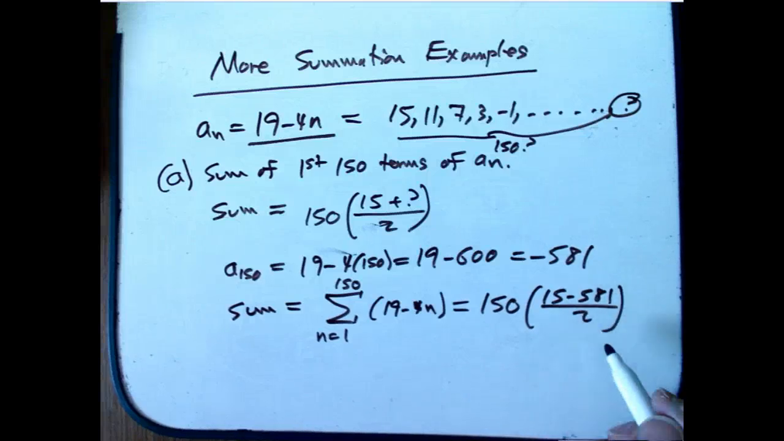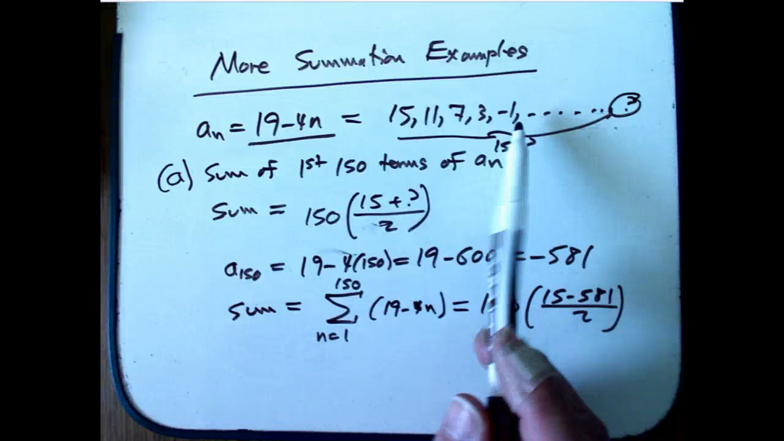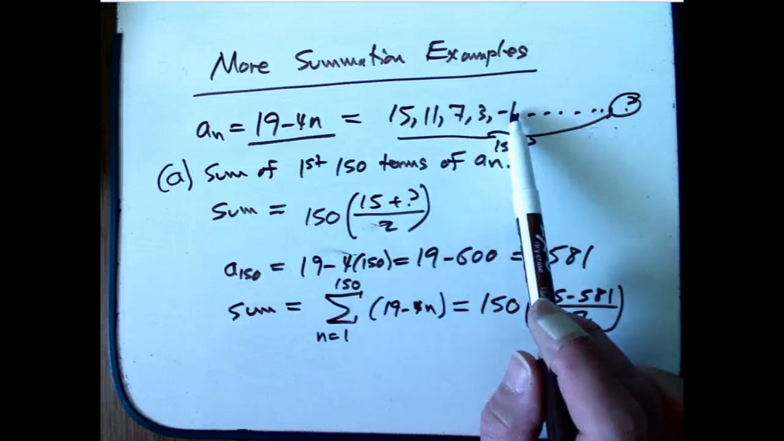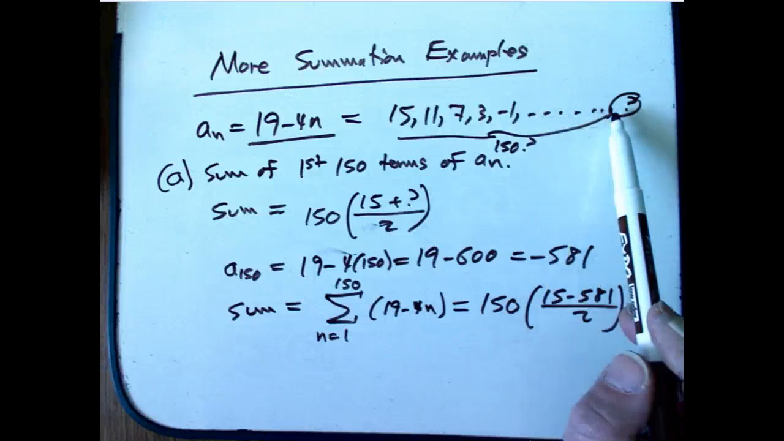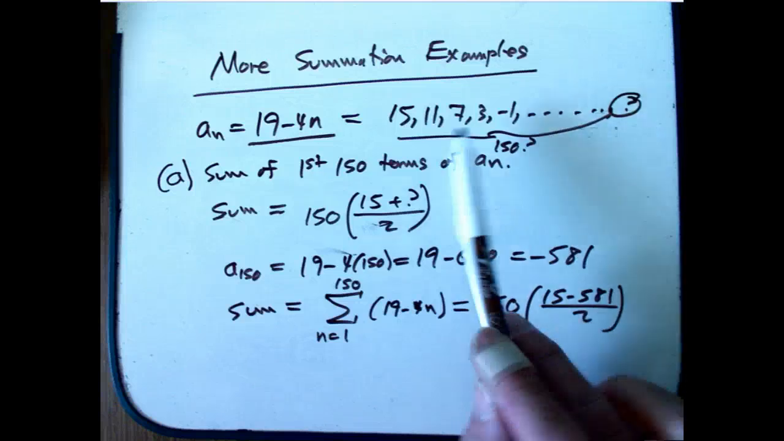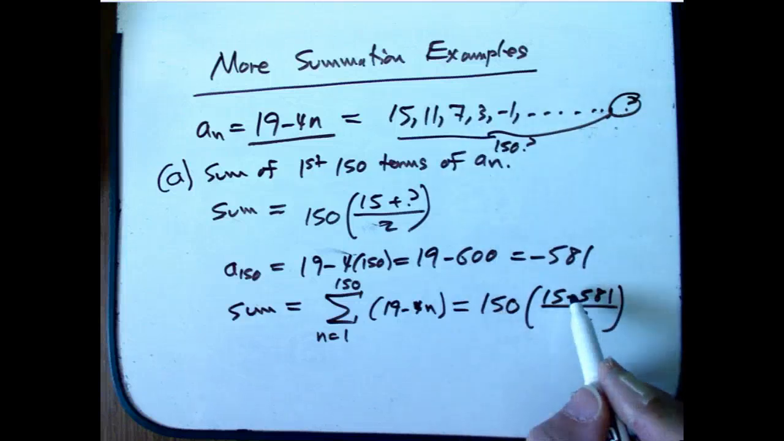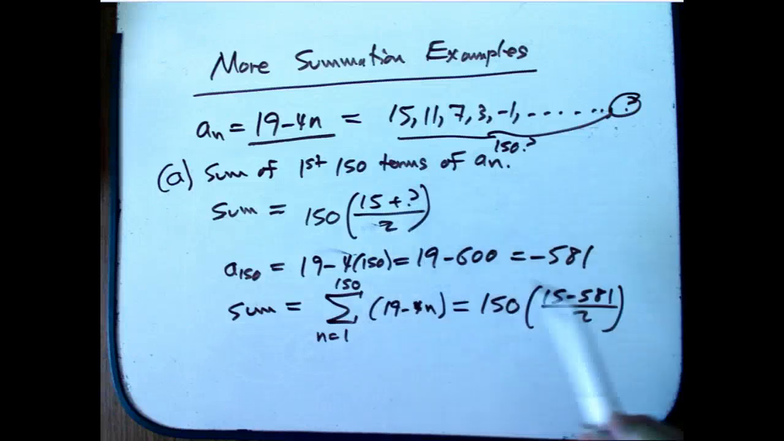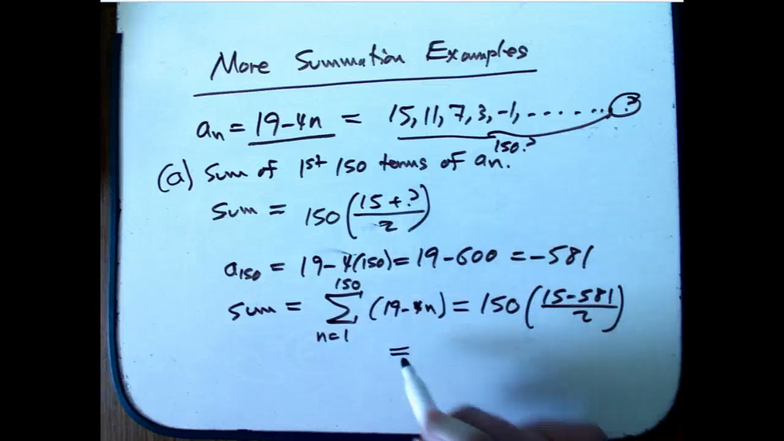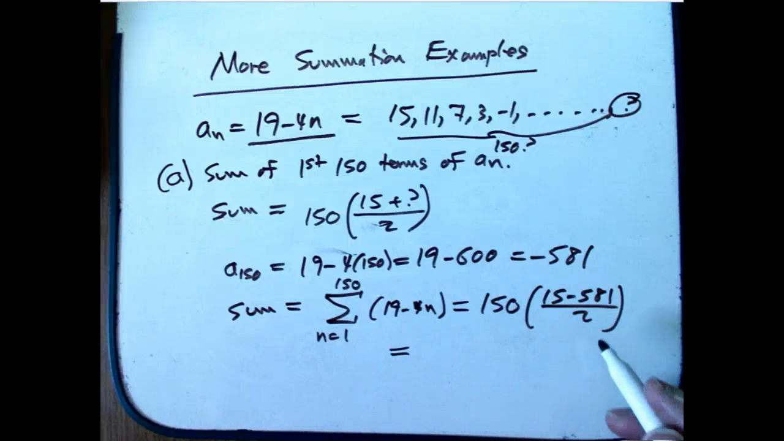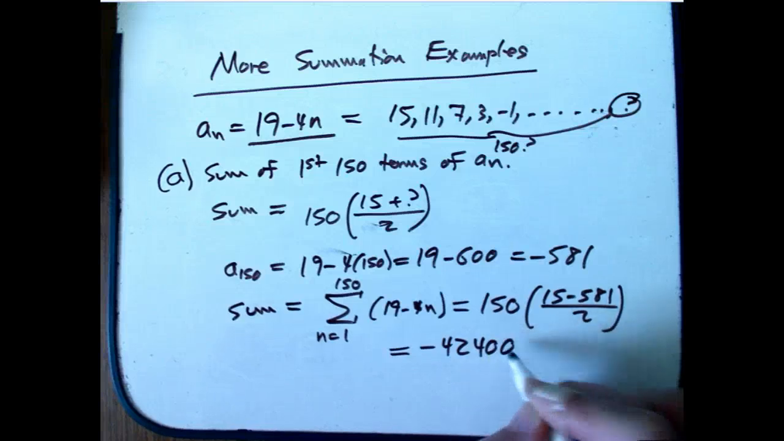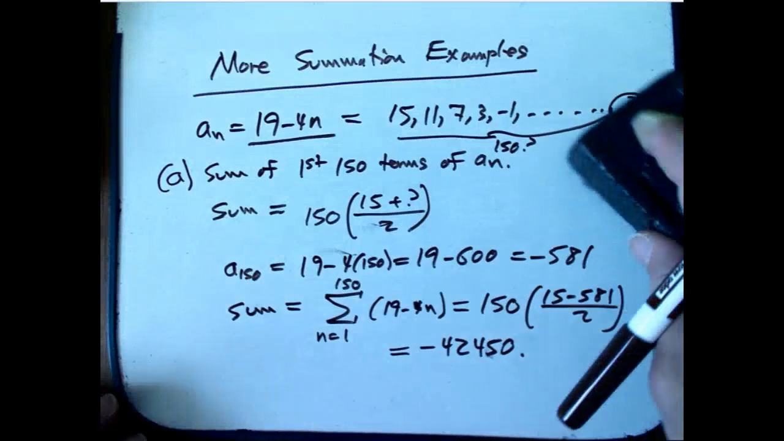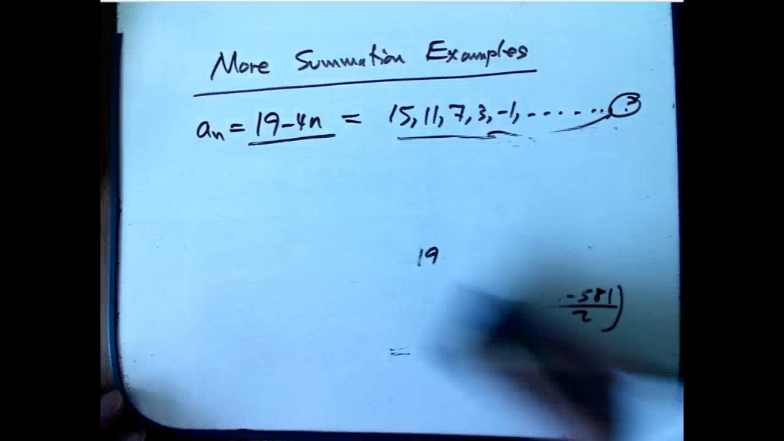Now, I should have done this before. What kind of answer should I get for this? Notice the first 4 terms are positive, but then there's a negative, and if I keep going, almost everything after this is going to be negative. I've got a lot more negative terms than positive terms adding up. So I should get a pretty big negative answer, and that's what's going on here. That 15 plus has turned into 15 minus 581, and that's entirely appropriate because we're adding mostly negative numbers. And if you calculate that out, it turns out to be minus 42,450. Okay, so that's a simple example of summing up an arithmetic sequence.